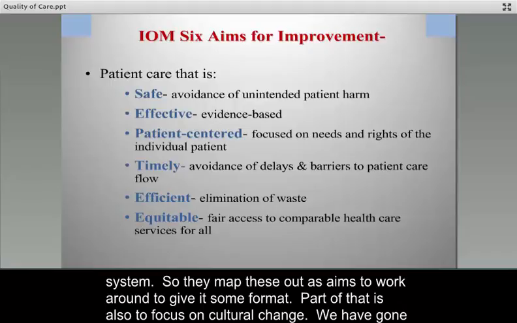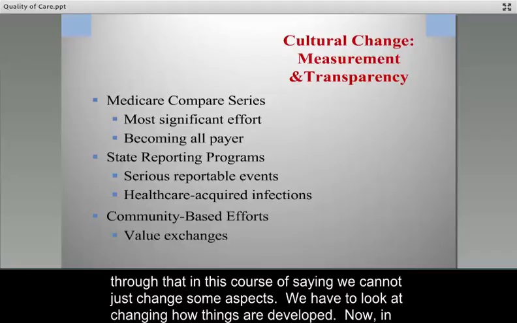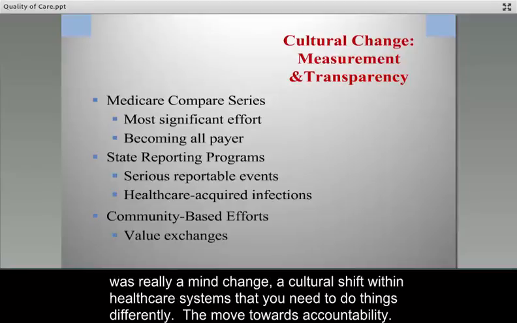So they map these out as aims to work around, to give it some format. Part of that is also to focus on cultural change. We have gone through that in this course of saying we cannot just change some aspects. We have to look at changing how things are developed. Now, in this instance, cultural change meant kind of internal within a healthcare system. Cultural competency, yes, that's part of it, but it was really a mind change, a cultural shift within healthcare systems that you need to do things differently.